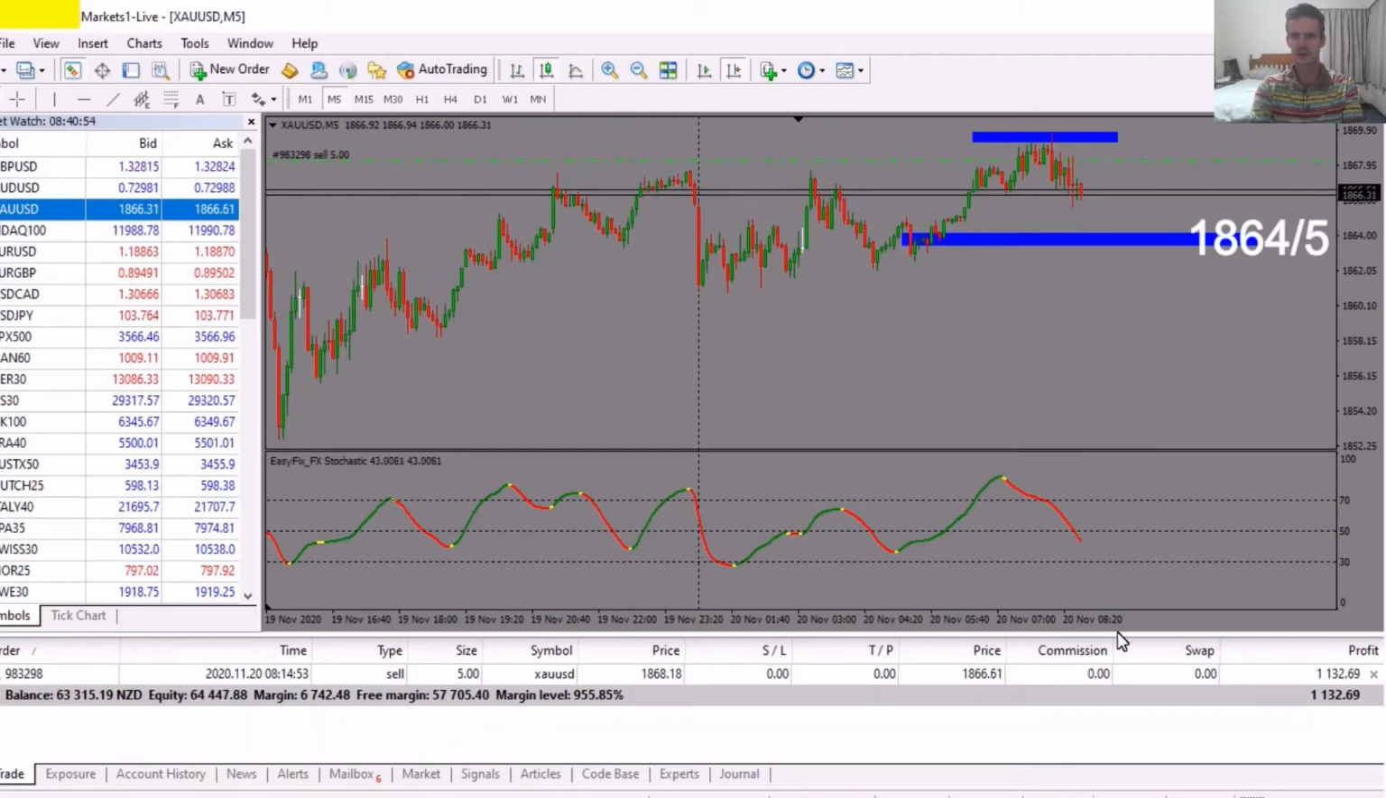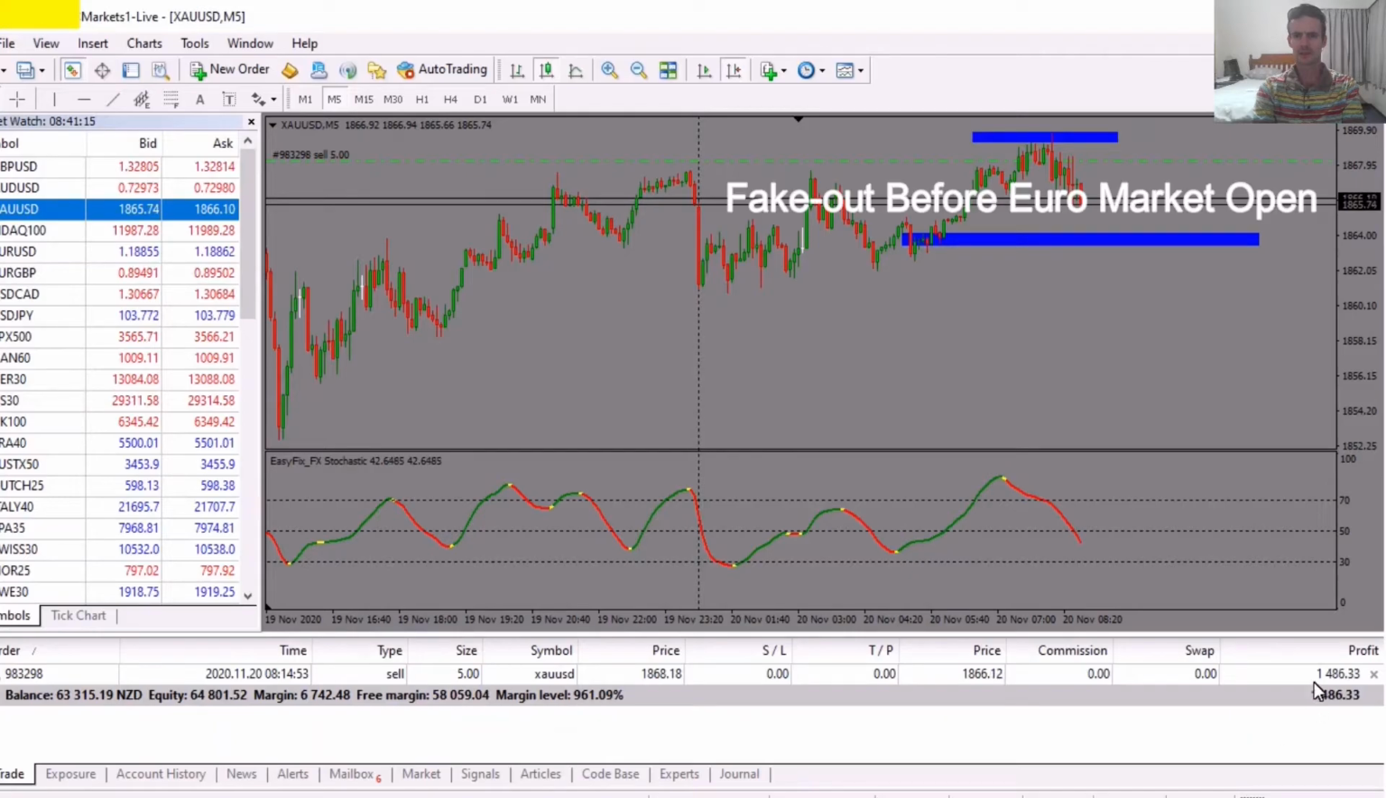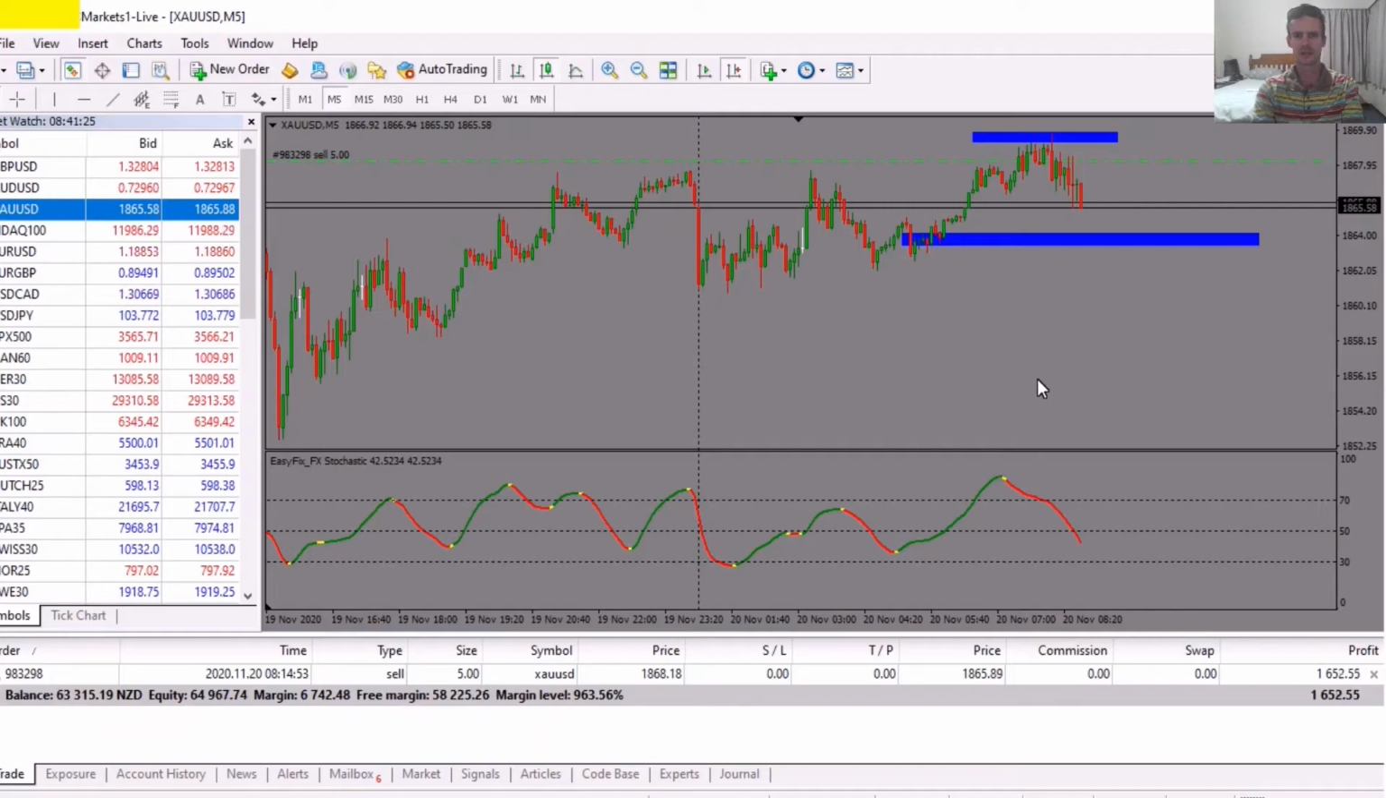this 1864, 1865 level. I'm wondering if I should close now. I don't know. I'll just wait. I'll let this candle close and then I'll see what happens. Price is definitely not going above that zone, I can tell you that. The market makers are probably pushing the price down, doing a fake move before the start of the euro market. The price is most likely just going to shift up. The price has been in a heavy uptrend the past few days, but I'm pretty sure it's going to reach this zone that I've marked out.